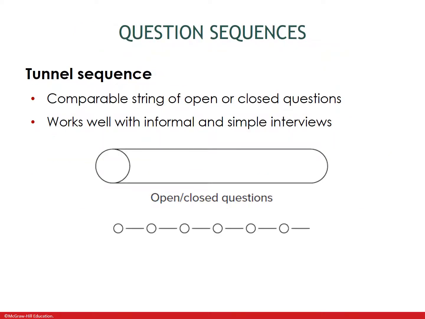All right, let's look at question sequences, and I've just picked out a couple here. There are many in your book, starting on page 54. I picked out the tunnel sequence and the funnel sequence, so they rhyme there. The tunnel sequence works well with really simple or informal interviews, and it's just a string of open or closed questions. So you would probably be using a topical interview pattern for this.